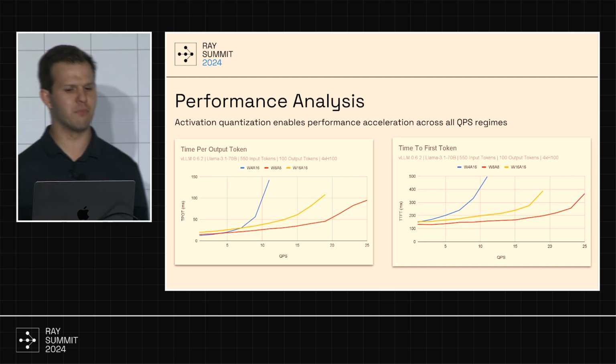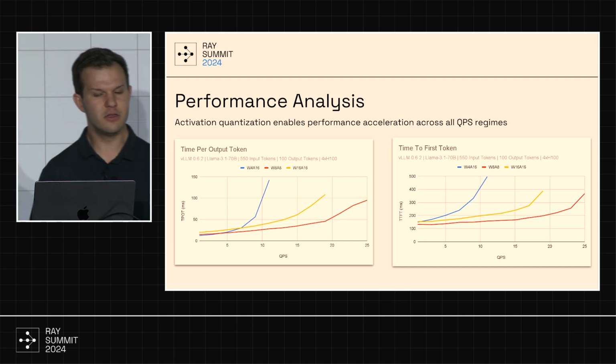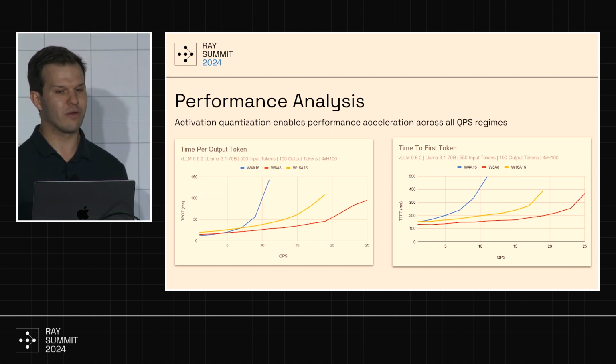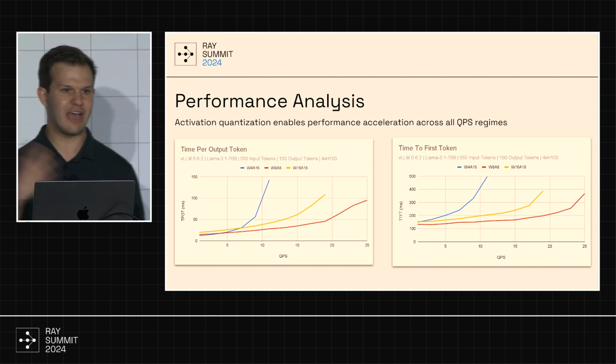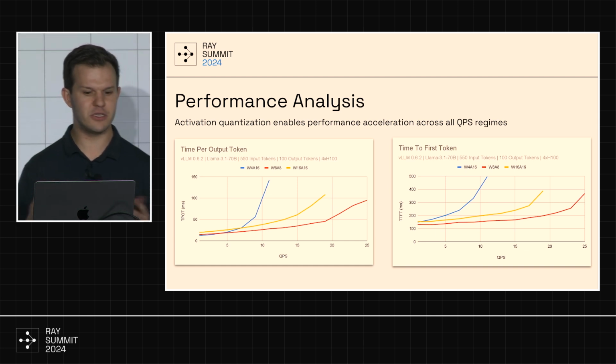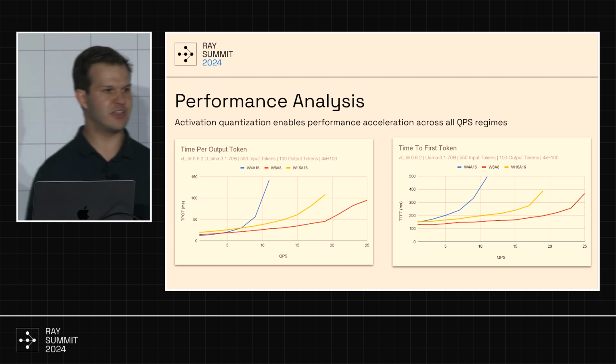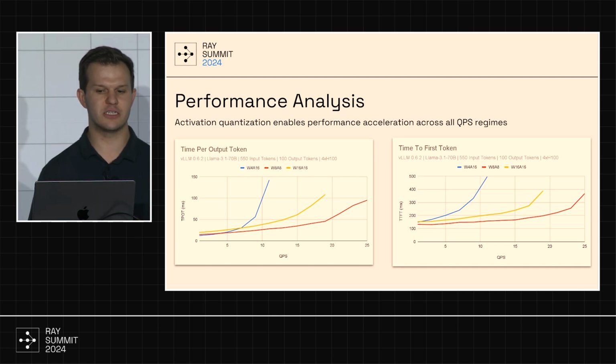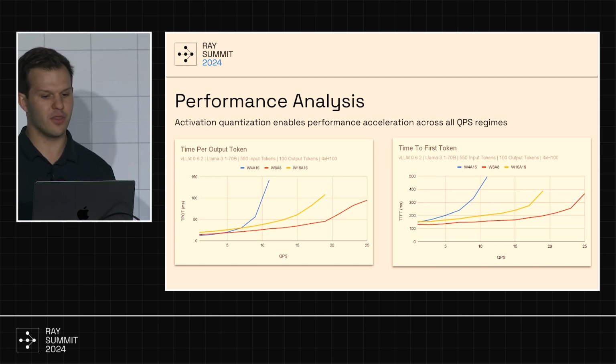And as a rule of thumb, for a 70 billion parameter model, typically what we see is the same overall time per output token when running the FP8 model on 2 GPUs as compared to running the FP16 model on 4 GPUs. And so using activation quantization, we can dramatically shrink the overall amount of resources that we need to execute the model.